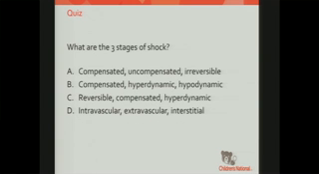What are the 3 stages of shock? Compensated, uncompensated, or irreversible; compensated, hyperdynamic, or hypodynamic; reversible, compensated, or hyperdynamic; intravascular, extravascular, and interstitial.